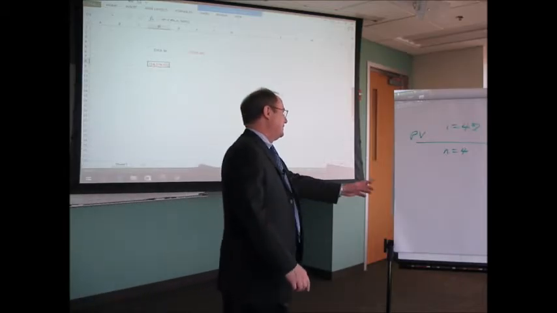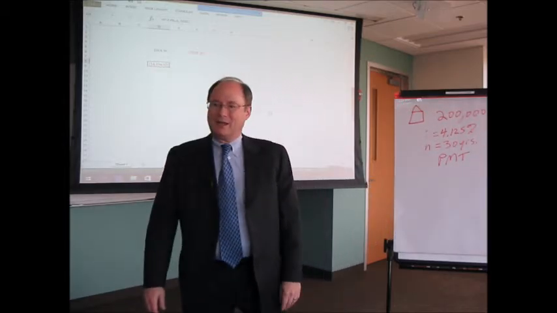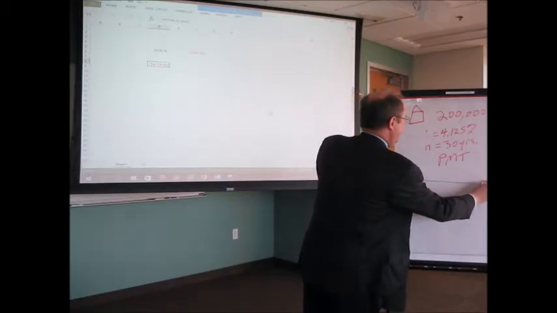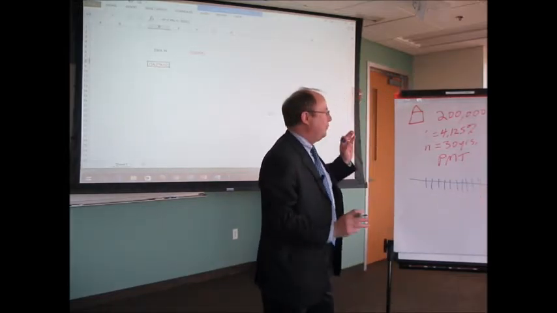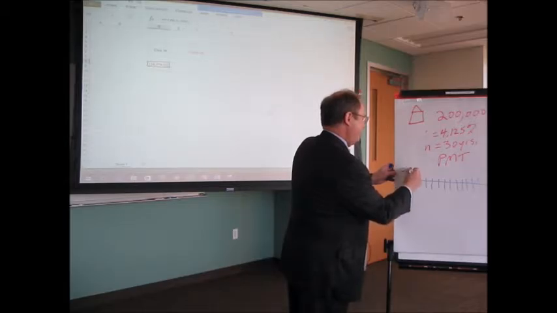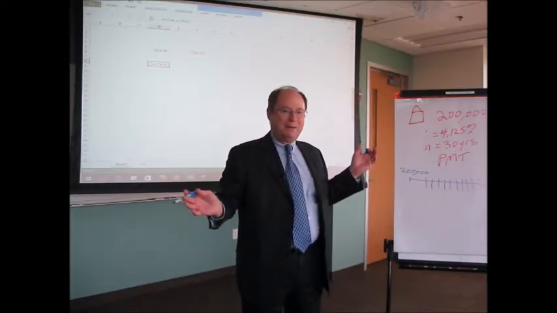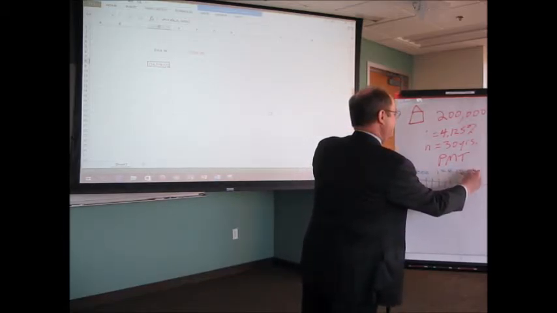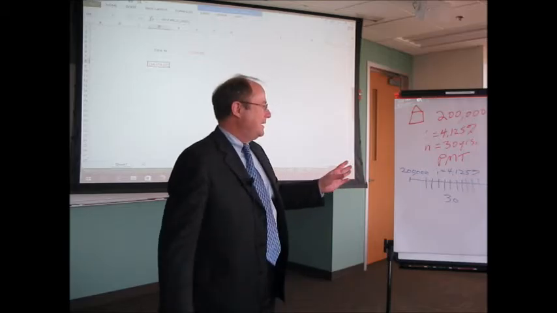Now, all of a sudden, the problem that we had with regards to buying a house seems a little bit easier to calculate. If we do our timeline, we're solving for the payments. That's what we don't know. What we do know is the house is going to cost us $200,000 today. We know that it's going to be paid off, it's going to be zero after all the payments are made. We know the interest rate is going to be 4.125%, and we know that it's going to be over the course of 30 years.